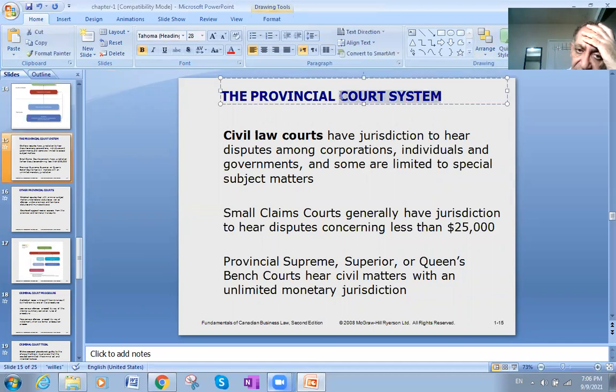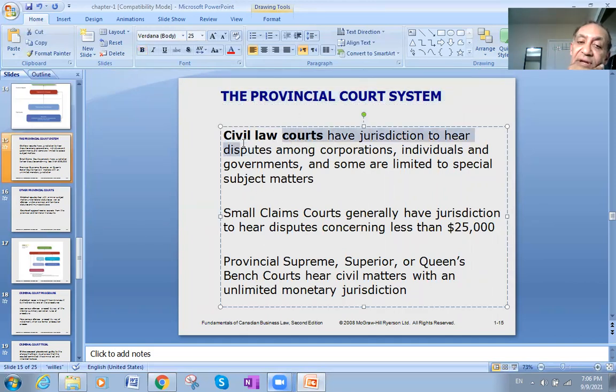We talk about now the provincial court system. And this is the second type after we talked about the federal court system. We move now from federal to provincial. We have the civil law courts. They have jurisdiction to hear disputes among corporations, individuals, and governments, and some are limited to special subject matters. So this is about the provincial court system, the first one, which is civil law courts.